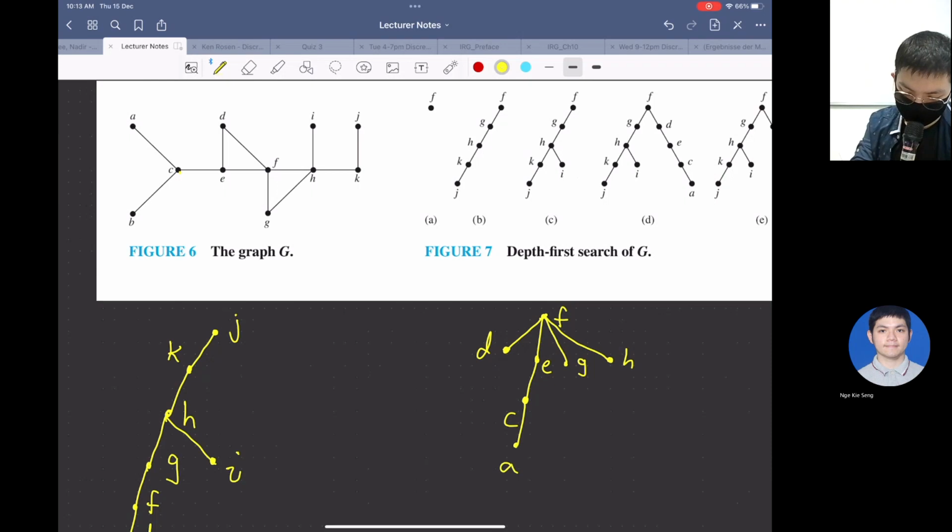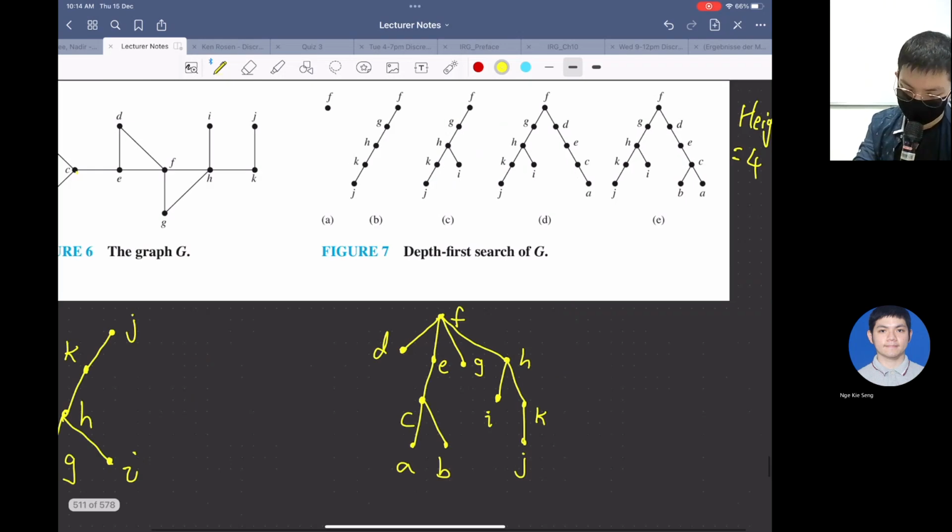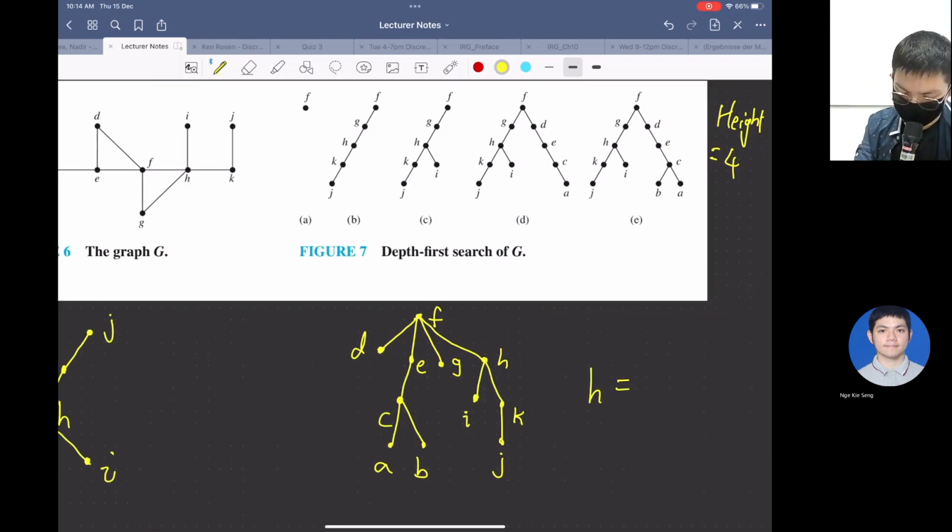C to A, B. Okay. E, E nothing. H, I, N. Okay, and then there. So what's the height of this? 1, 2, 3. Good. So the height is 3.